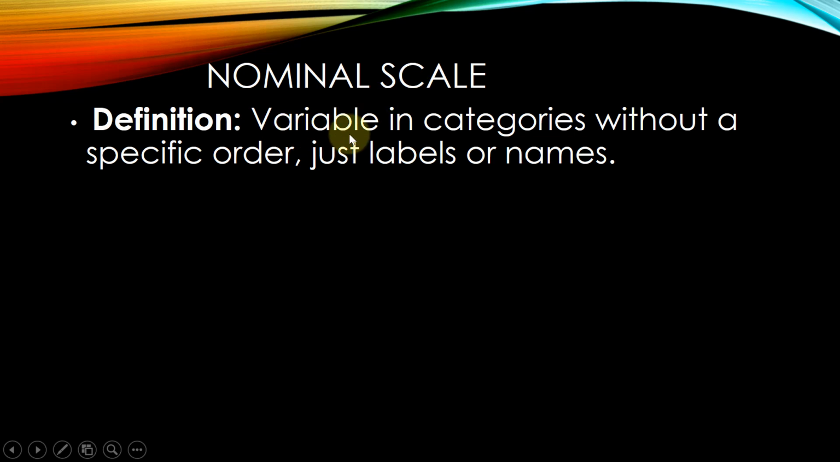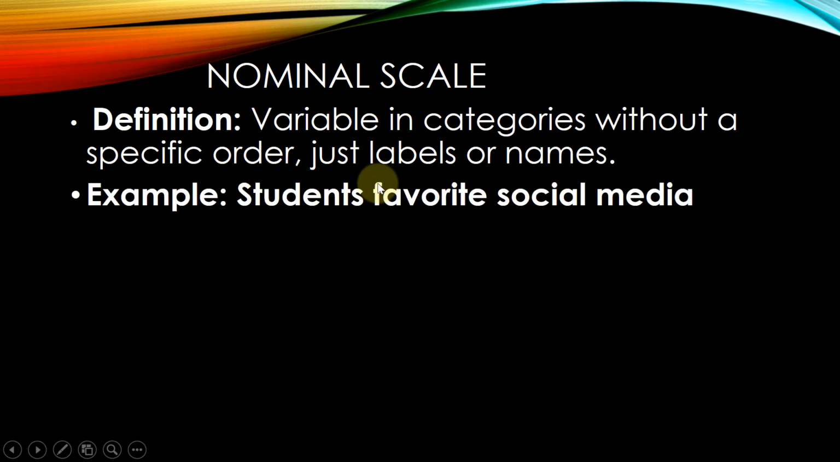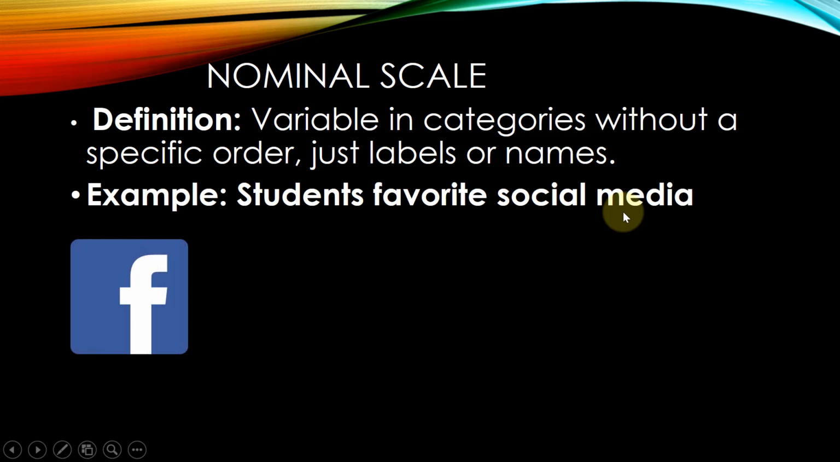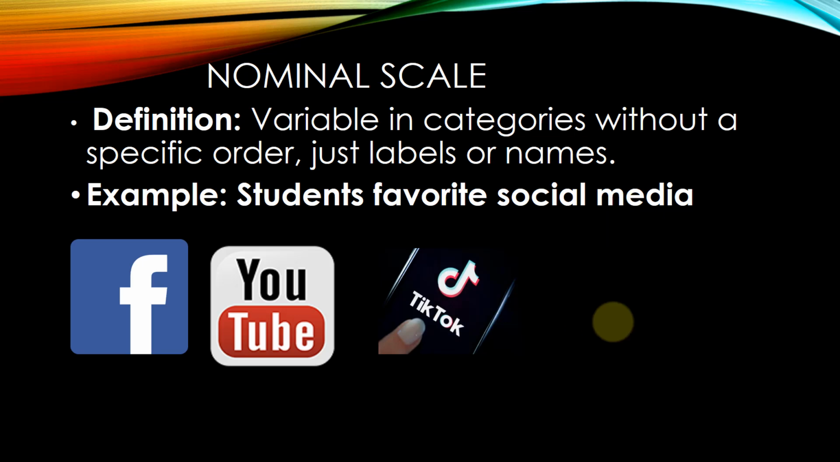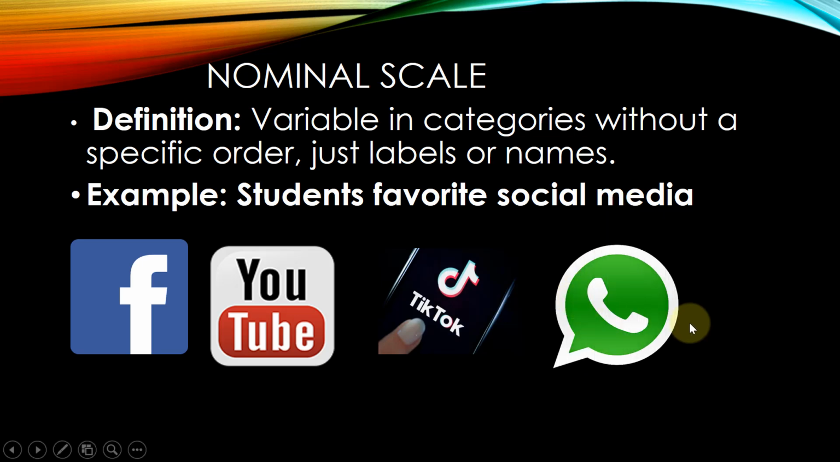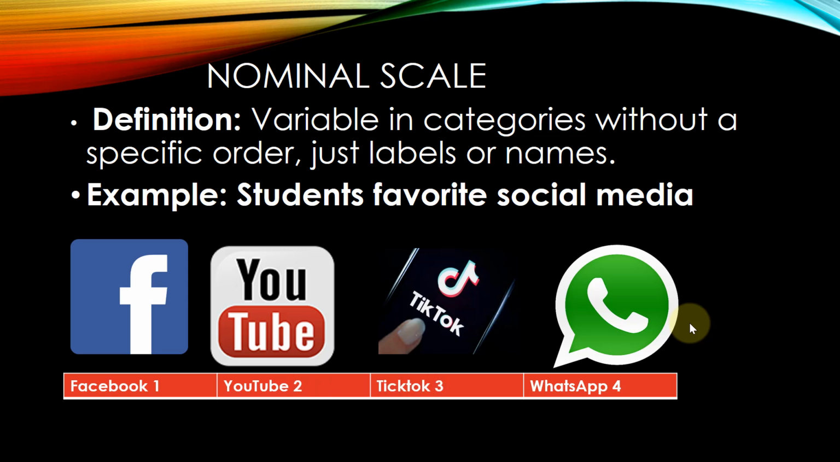Nominal scale is a variable in categories without a specific order, just a label or name. For example, in a survey you ask students, what is your favorite social media? And the response is Facebook, YouTube, TikTok, or WhatsApp. Now you can nominate these information. For example, you nominate Facebook as 1, YouTube as 2, TikTok as 3, and WhatsApp as 4.